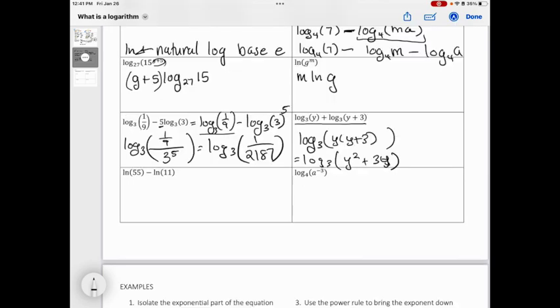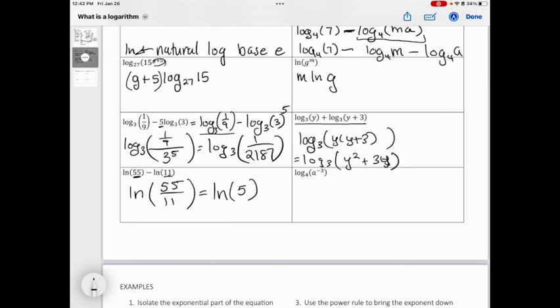Natural log of 55 minus the natural log of 11. There's no coefficients in front that I have to worry about pulling up before I try to condense. Because this is subtraction, I can just rewrite it as one log using division. This would go on the top, this would go on the bottom. So I would have natural log of 55 over 11. And we can simplify that as natural log of 5, because 55 divided by 11 is 5.